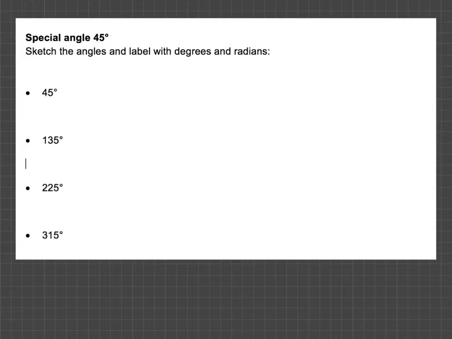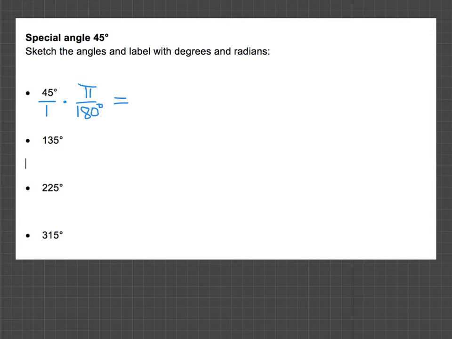One of the angles that we use a lot in trig is 45 degrees. So we want to get familiar with this angle and its multiples in degrees and radians. So if we start off with the 45 degrees and we convert this to radians, we're going to multiply 45 degrees by the ratio pi over 180.